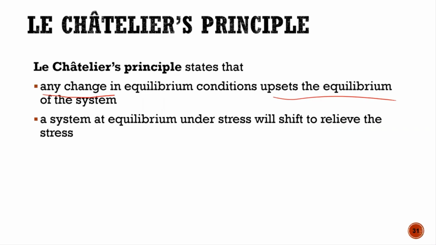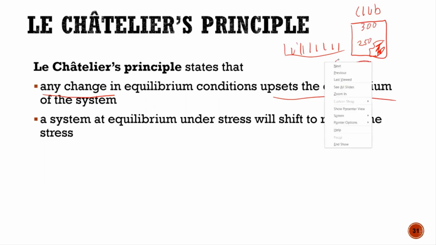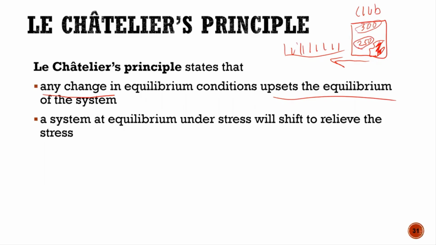Okay, we can go to the club. This is kind of silly. You've got your club, and you've got a line, and there's a maximum capacity of 300, and you've got people on the line. But all of a sudden, part of the club is closed, and now the maximum capacity is only 250. So that's going to cause 50 people to move outside, right? That's a stress on the system. I could fit 300, but now I have less room. I can only fit 250, so it shifts to the left. It moves 50 people outside.